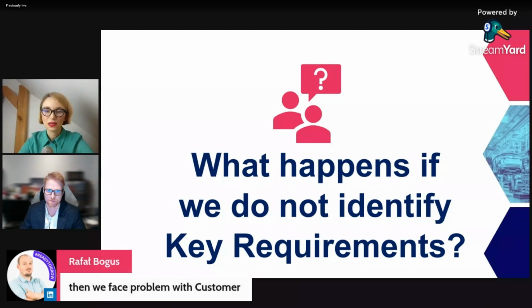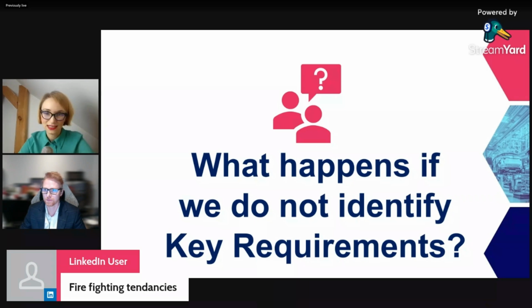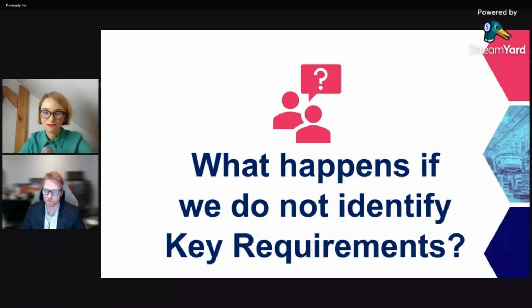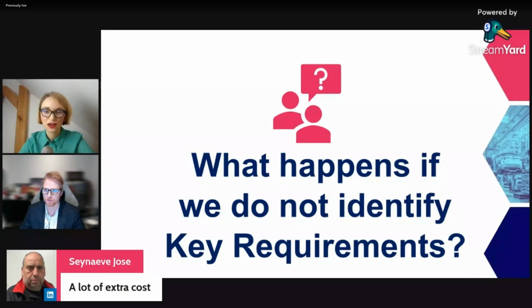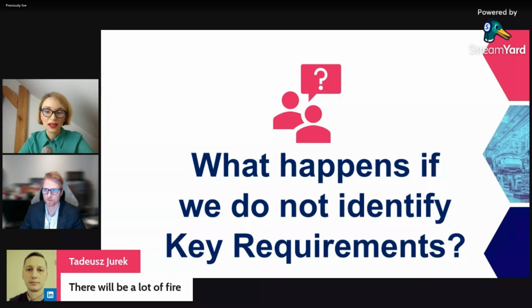Let me display what we have. Face problems with the customer, firefighting, yes. Less wrong focus, a lot of extra costs. There will be a lot of fire.